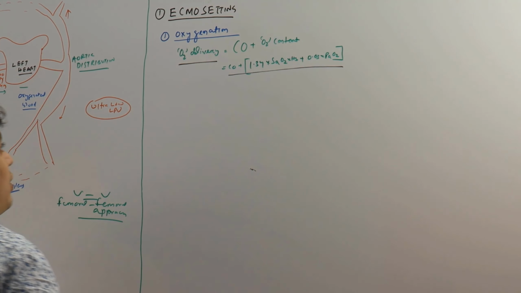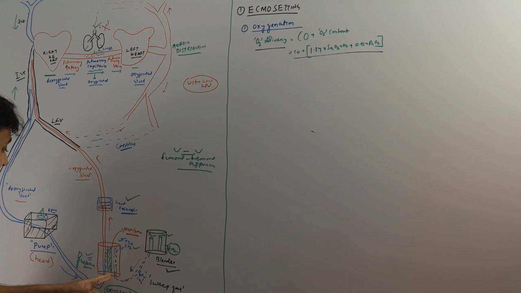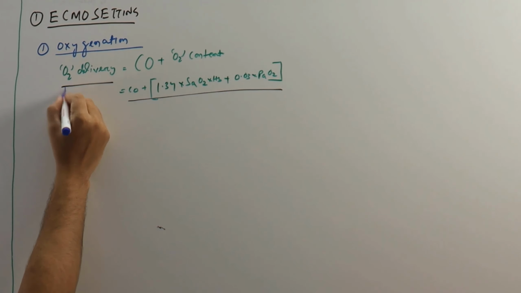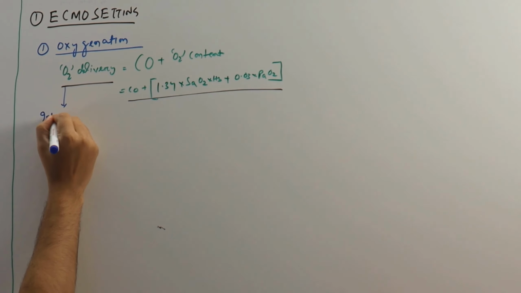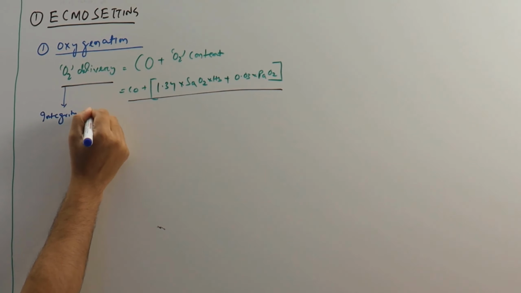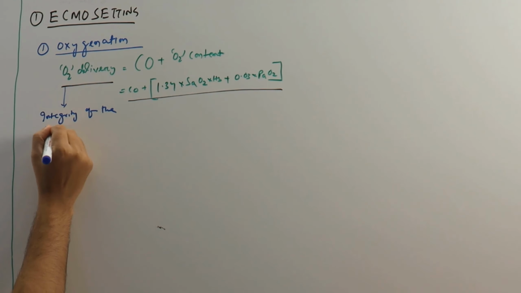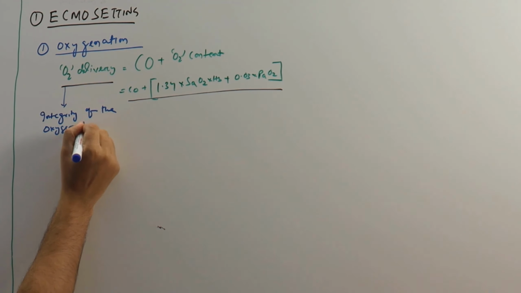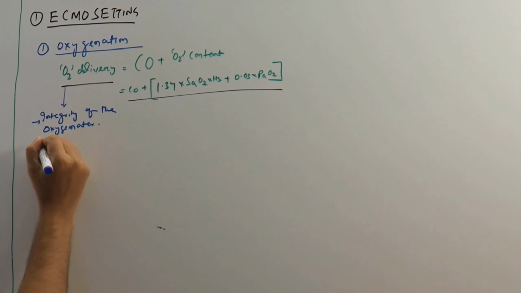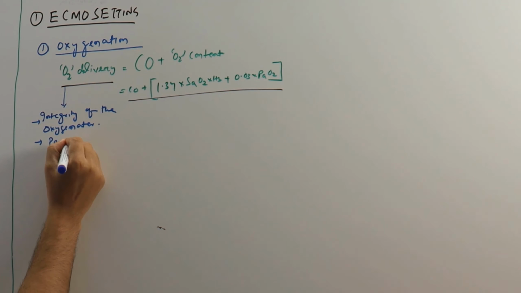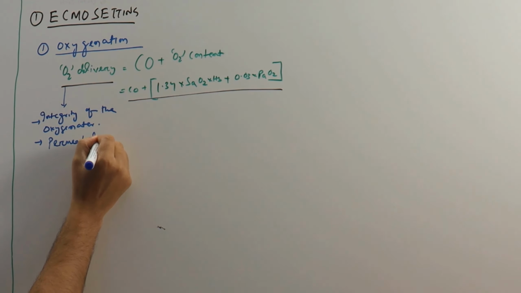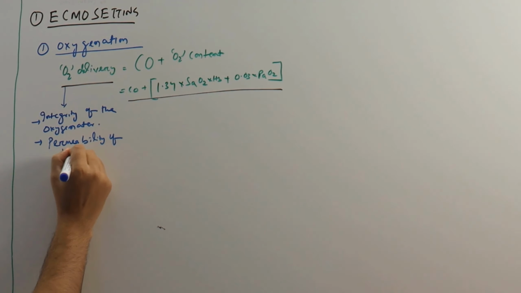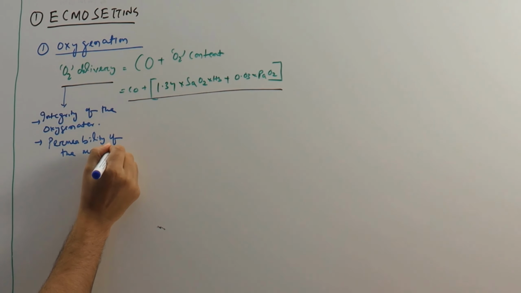For a proper oxygen delivery to happen, the membrane has to be permeable, right? So the first point is the integrity of the oxygenator, otherwise also known as the permeability of the membrane. So in the oxygenator we have a membrane.